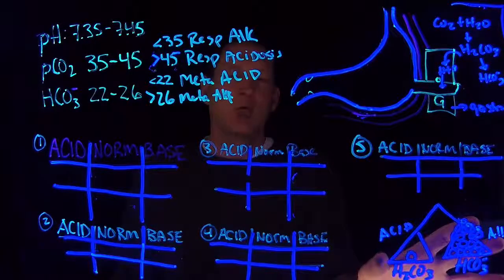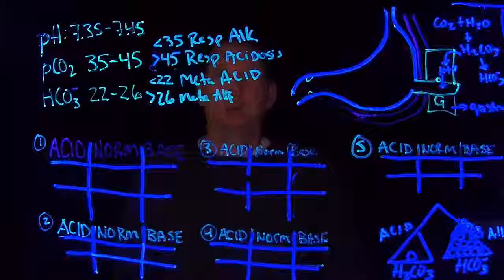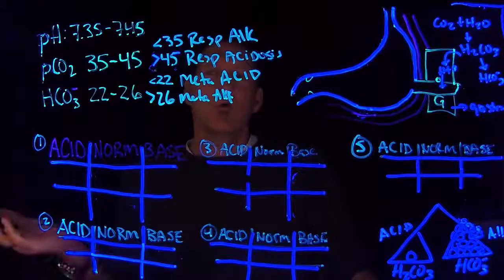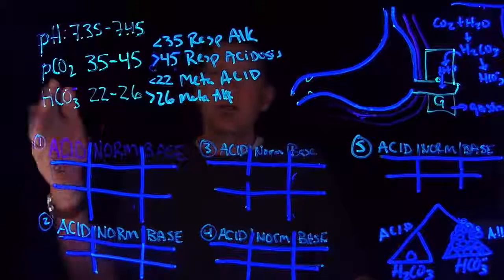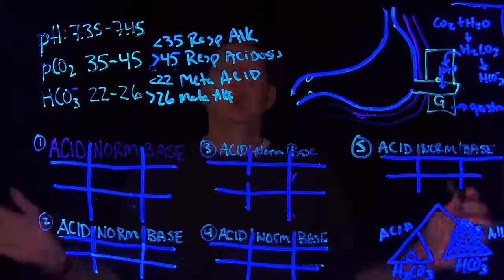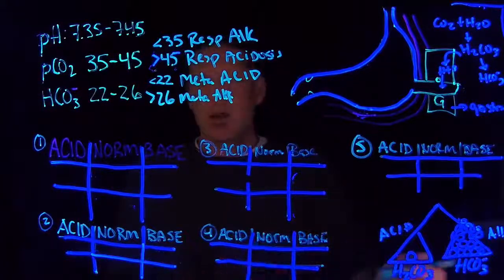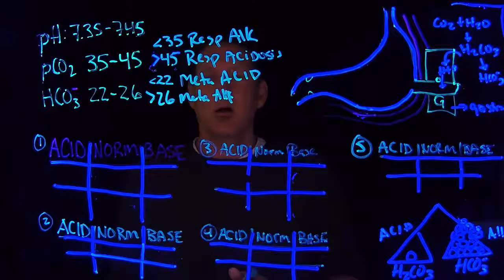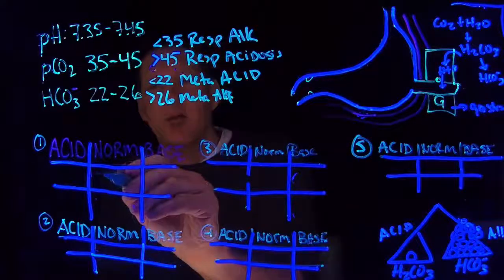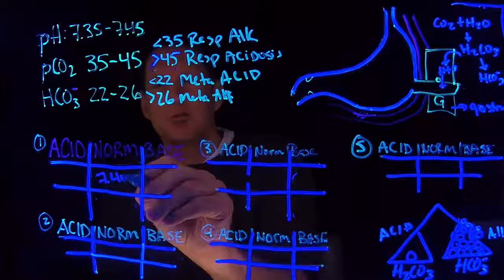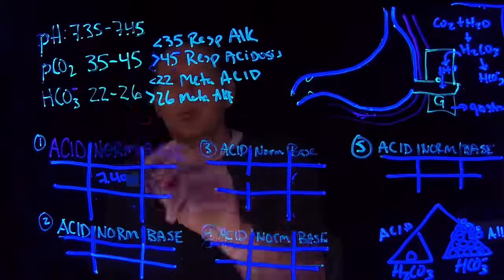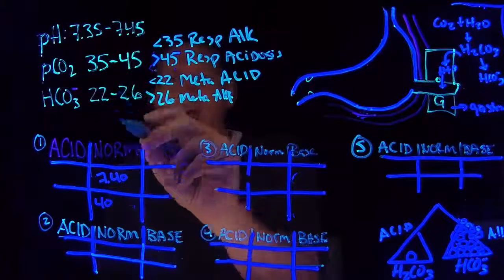That maintains that range. So I have this patient that comes in, and they woke up in the morning, and if I were to look at their variables, everything was normal. So let's say we were able to take their arterial blood gas, and their pH was 7.40, so that would be normal. Their PCO2 is at 40, and let's say their bicarbonate is at 24.